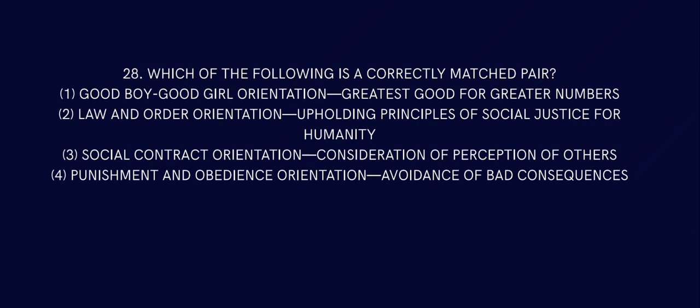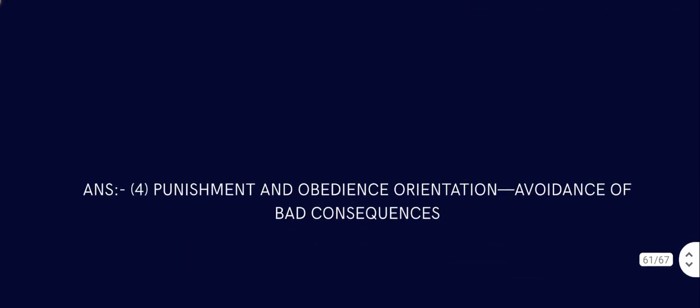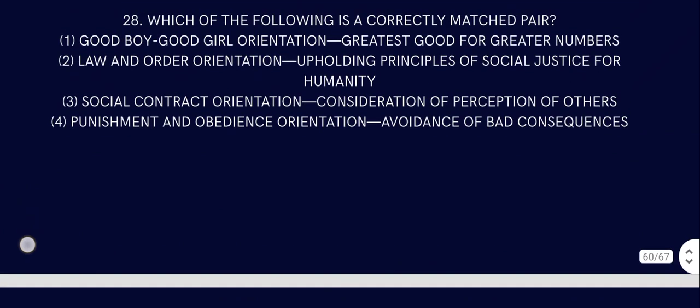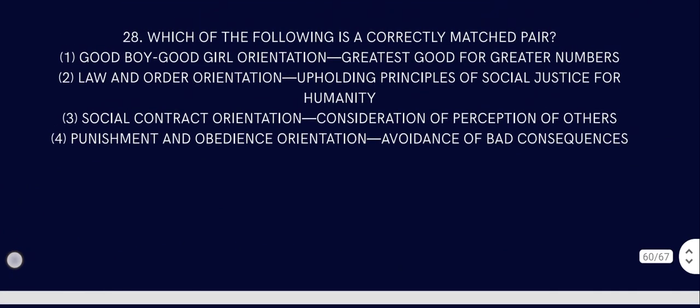So good boy, good girl has to be with consideration of others. Punishment and obedience is avoidance of bad consequences. Law and order is upholding. Social contract orientation, greatest good. So which one is the correct one? This is the fourth stage of conventional, non-conventional, which elaborates into stages. We are going to discuss that elaborately. Here the correct one is punishment and obedience orientation is avoidance of bad consequences.